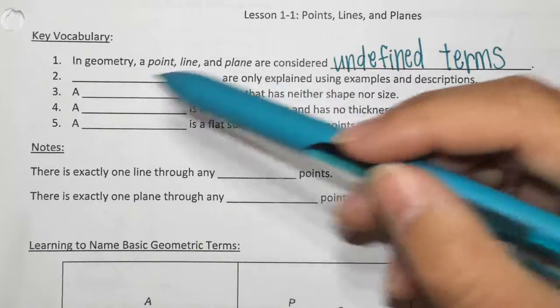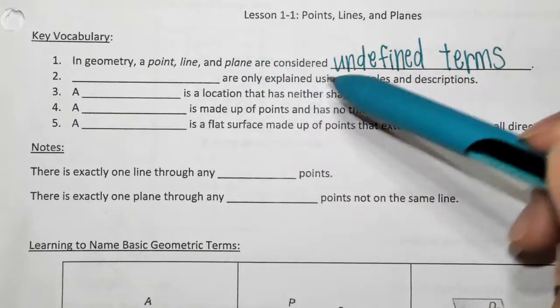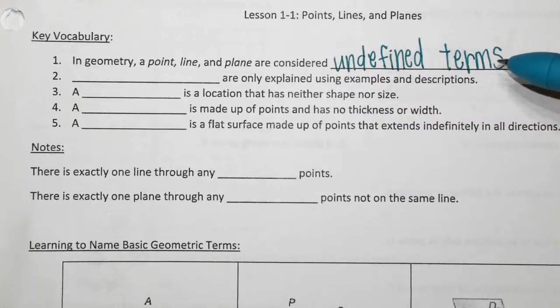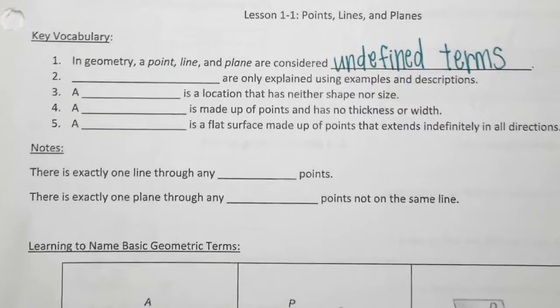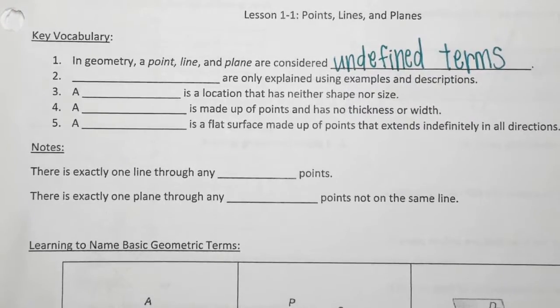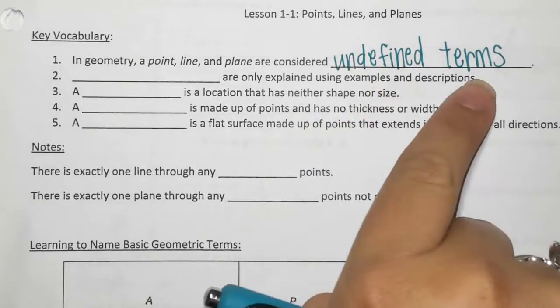Here's the reason that point, line, and plane are considered undefined terms. Remember how I told you the longitude and latitude example? You can actually go to the point where longitude and latitude take you, but can you actually pick up that point? No, so it's an undefined term. It's kind of like, it's there, but you can't touch it. It's not physically there. So that's why it's called an undefined term.